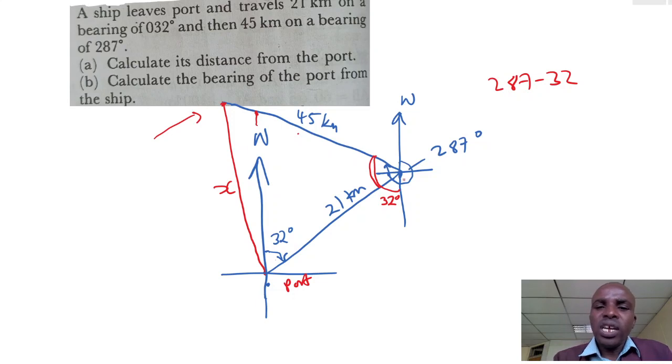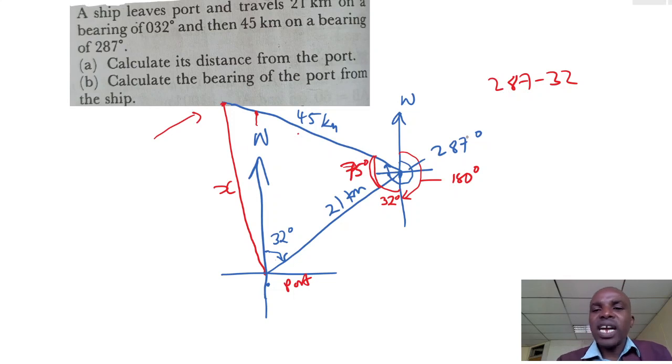Actually, let me find this one in stages, right? Because this angle up to this point is 287, right? But let me take from this point to this point. Then from this point, notice the straight line is 180 degrees. So I can say 180 plus 32. Then I subtract from 287. So it's 180 plus 32, that will work. Then 212 from 287, then I get 75. So this angle is 75 degrees.